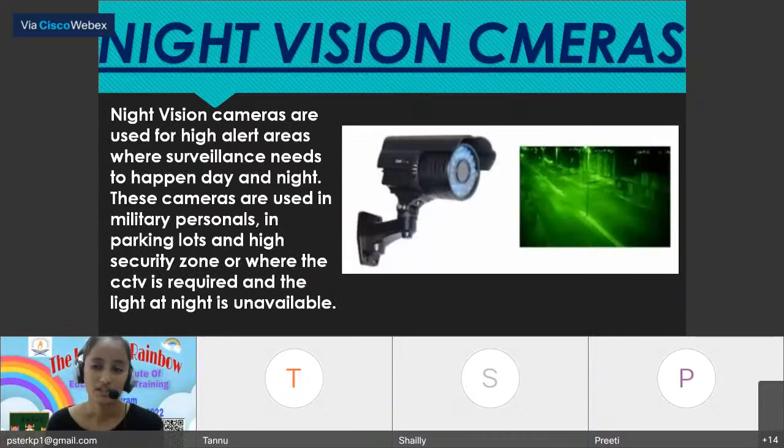Next, night vision cameras. As the name suggests, these cameras are specially for use at night. Night vision cameras are used for high alert areas where surveillance needs to happen day and night. These cameras are used by military personnel, in parking lots and high security zones, or where CCTV is required and light at night is unavailable.